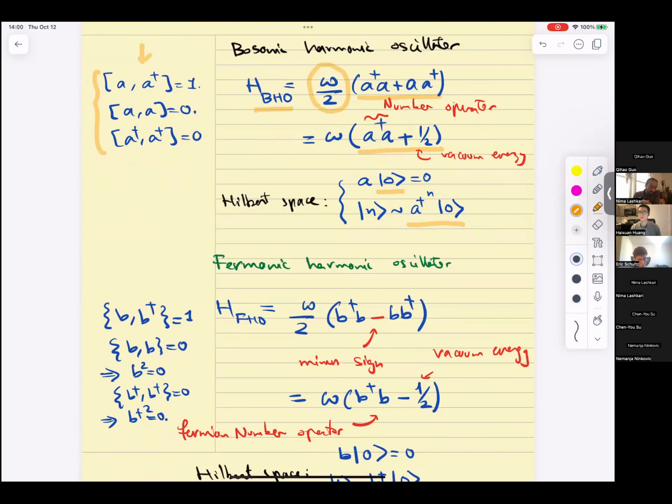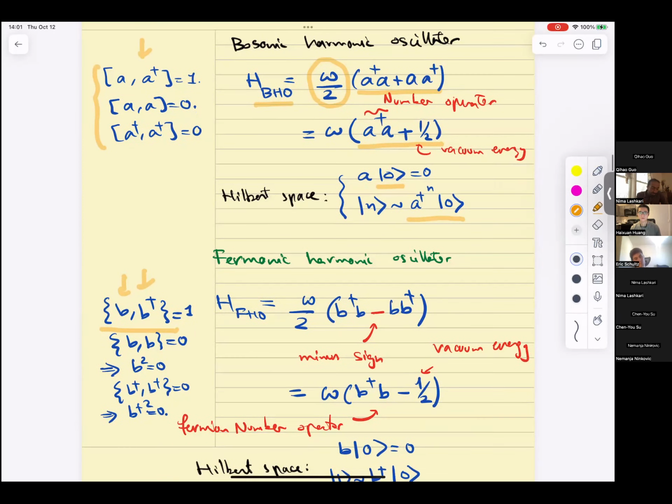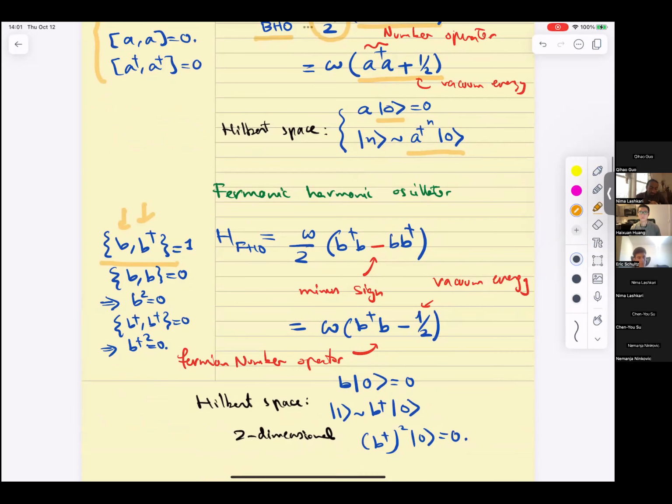Good. Now, how is a fermionic harmonic oscillator different? Well, let's call our fermionic creation and annihilation modes B and B dagger. They will have to satisfy the CAR algebra, canonical anti-commutation relations, right? From this, it follows that B and B will anti-commute, and B dagger and B dagger will anti-commute. From this, it follows that B squared is 0 and B dagger squared is 0. Good? We didn't have such a thing here.